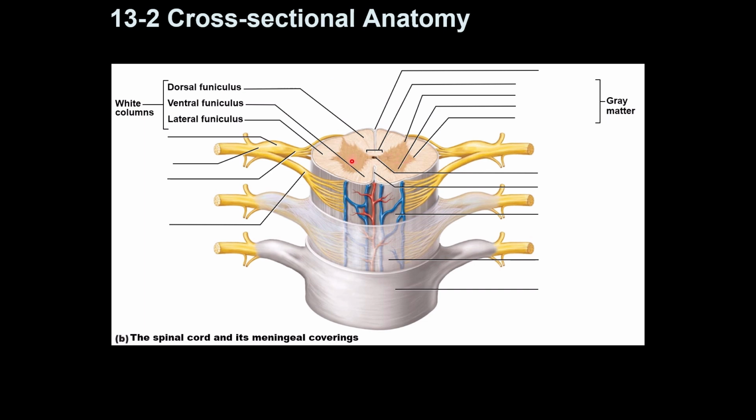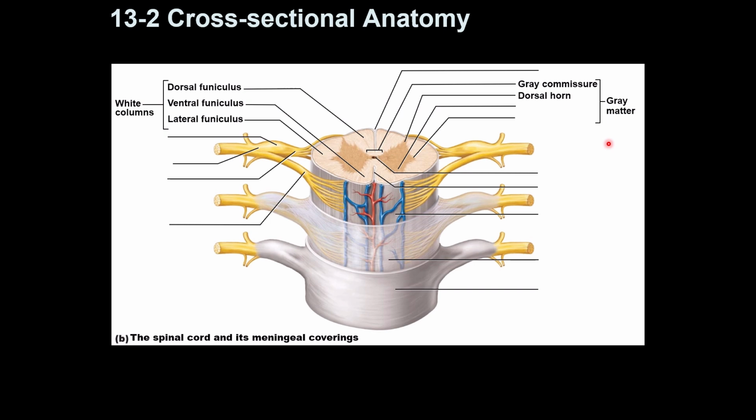The difference between the gray and white is that the gray matter contains cell bodies, and they may not be myelinated, but the white column is mostly myelinated. There are a few structures in the gray matter. One is the gray commissure, which is the area connecting the two gray matters on each side.